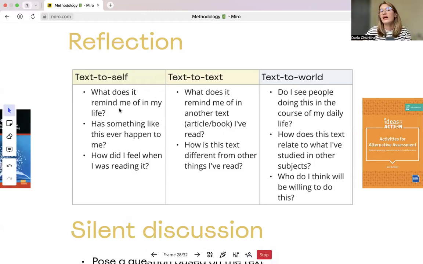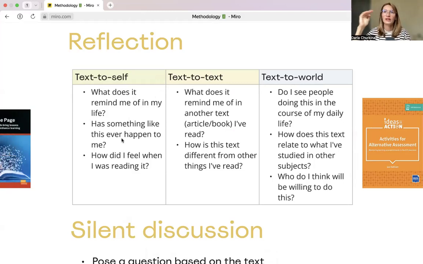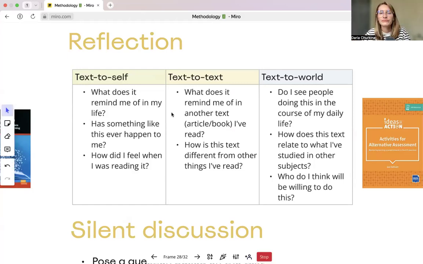So text to self: what does it remind me of in my life? Has something like this ever happened to me? How did I feel when I was reading this text? So you see, you incorporate different, even cognitive levels here, I would say.